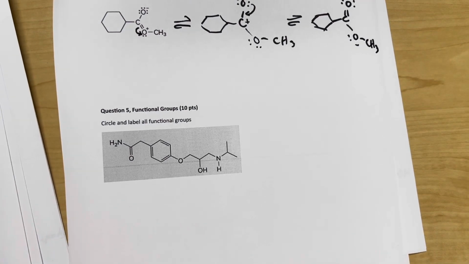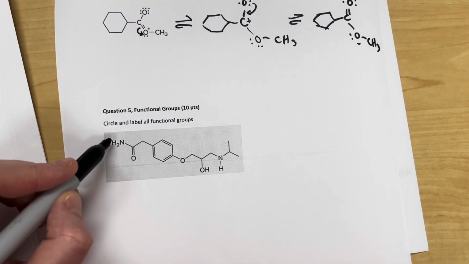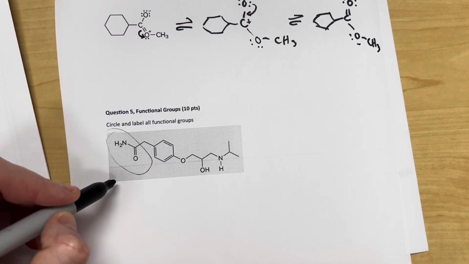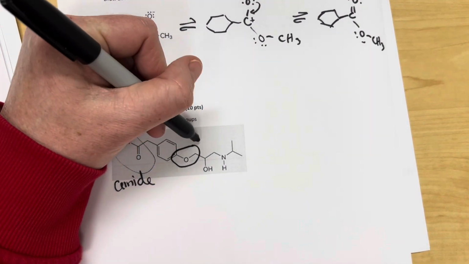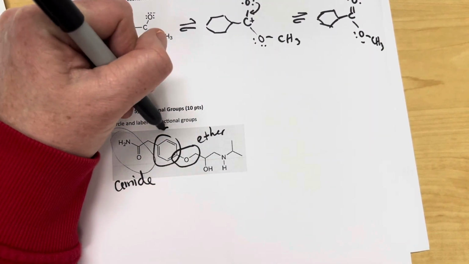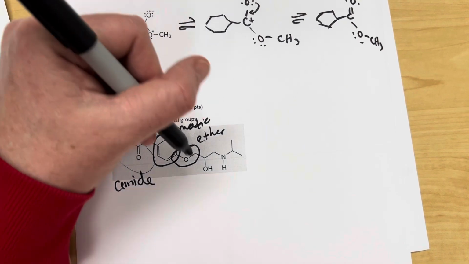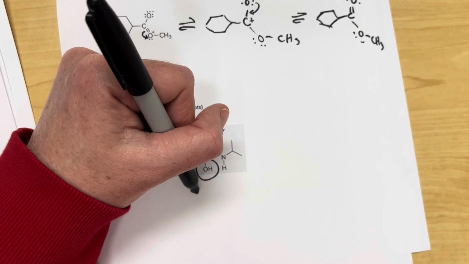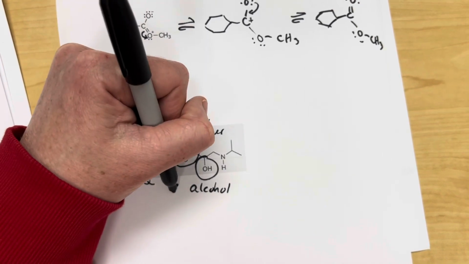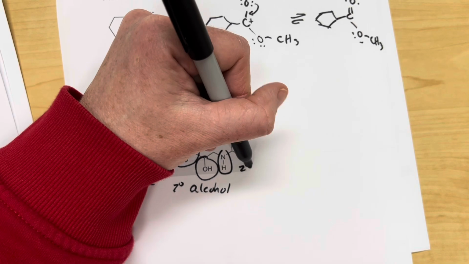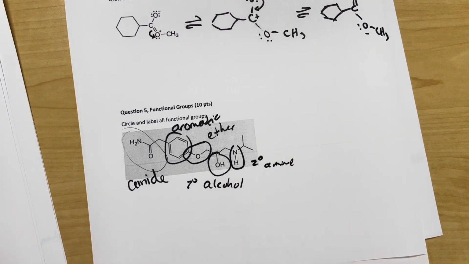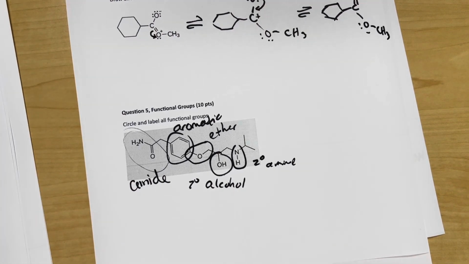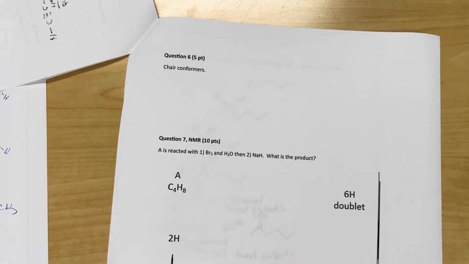Okay, circle and label functional groups. Yes, this is an amine, but the bigger one right here is an amide. Here we have an ether. This is an aromatic. And there's not much to do here except memorize these. Here we have an alcohol, specifically secondary. Here we have a secondary amine. And I think that about covers it. But yeah, definitely you will want to know functional groups, especially as we continue on into organic chemistry too.